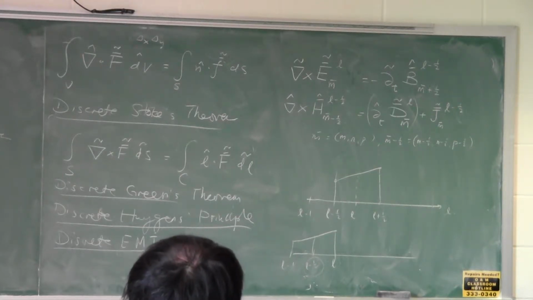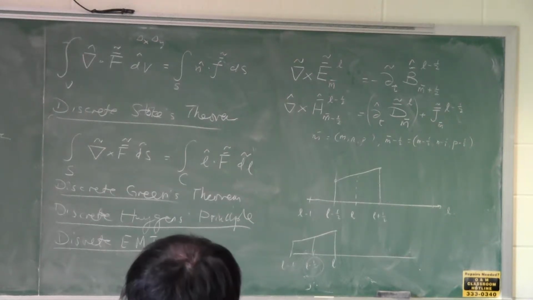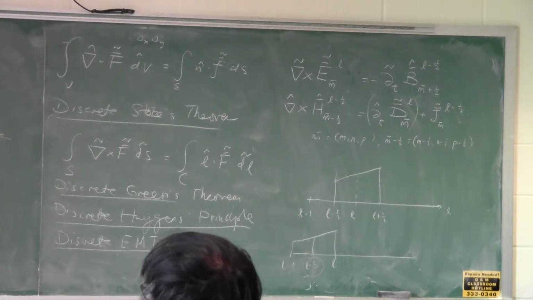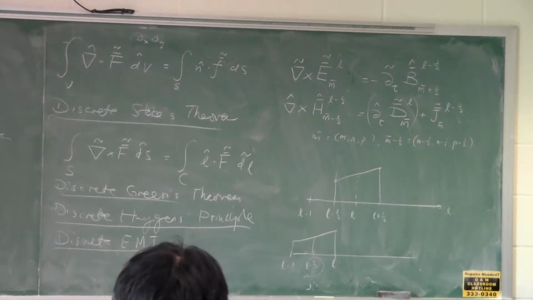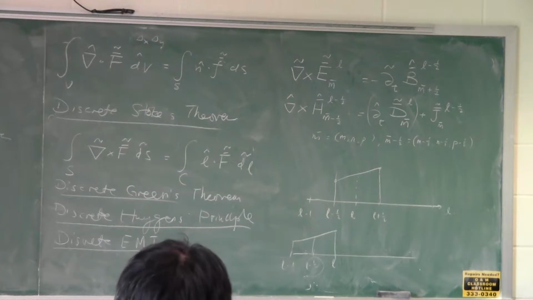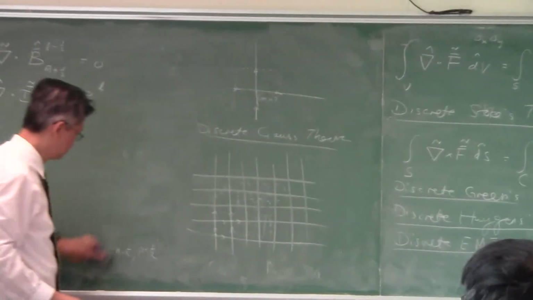The divergence operator operating on the B field, at the half grid point as a vector at L minus half, is equal to 0. Divergence of D is equal to rho at L. You can also write down the other two Maxwell's equations in this manner.